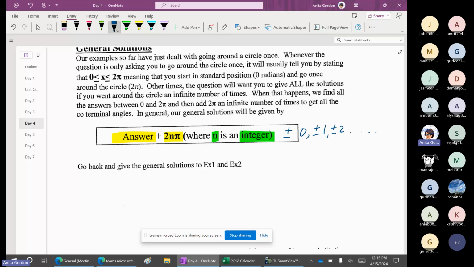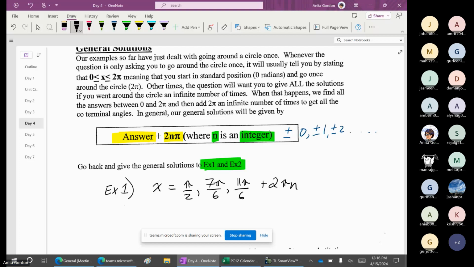So let's take a look at what we got from example 1 and 2. And you don't have to flip your page. I'll flip it for you. In example 1, we got that x equaled pi by 2 or 7 pi by 6 or 11 pi by 6. So my general solution is plus 2 pi n.